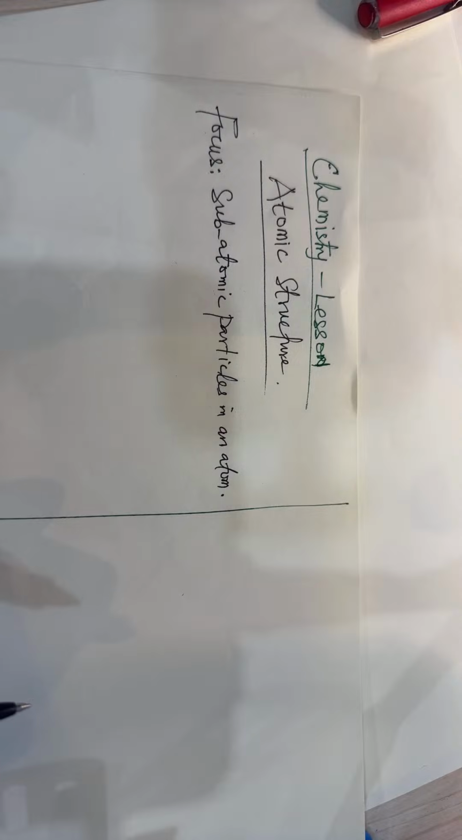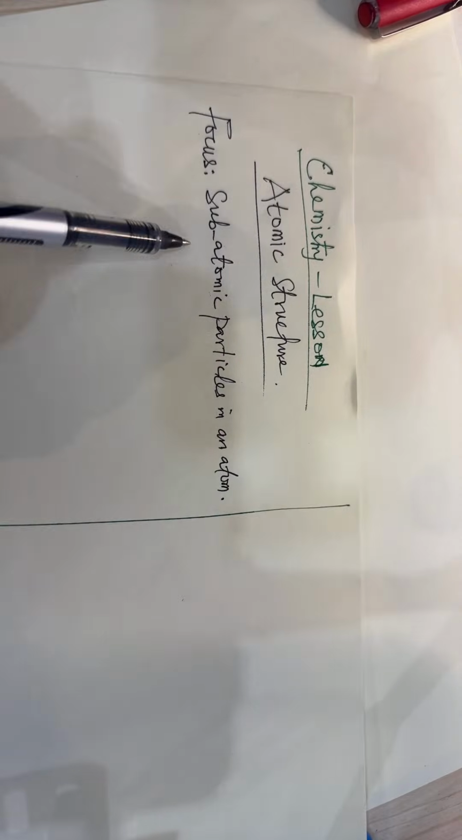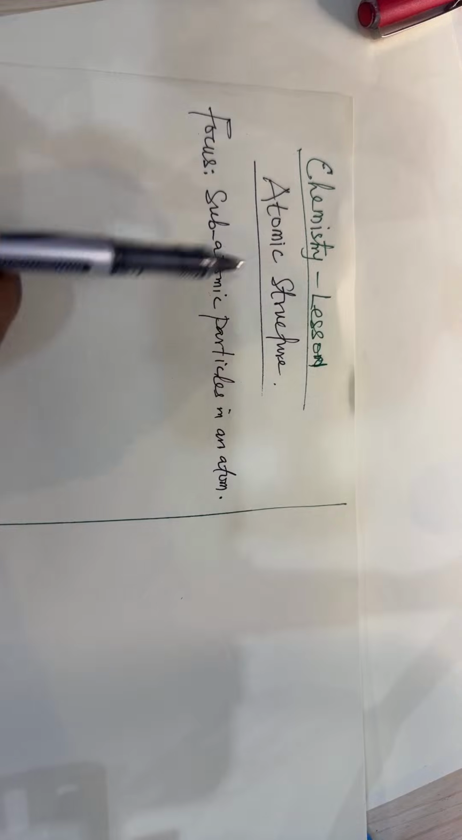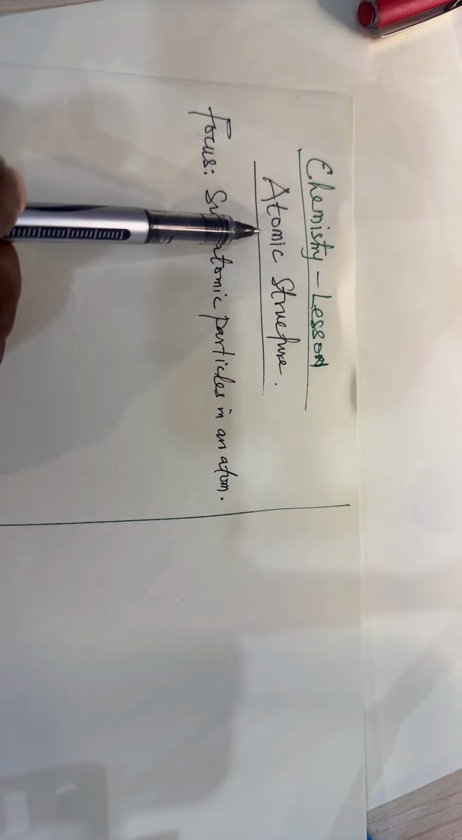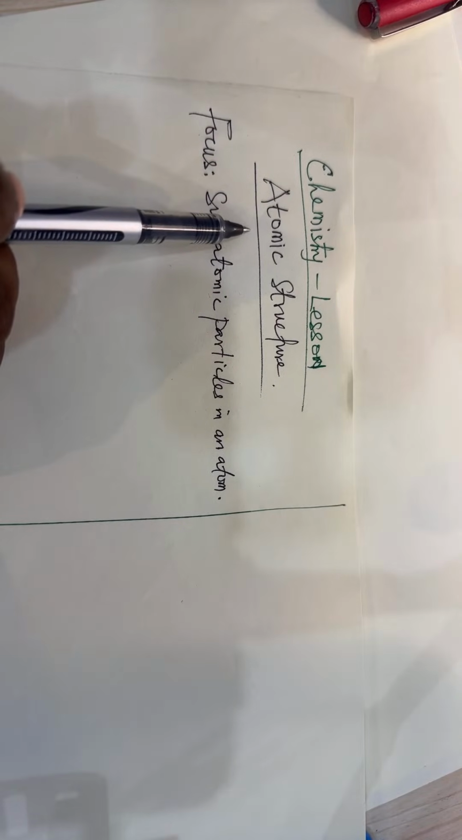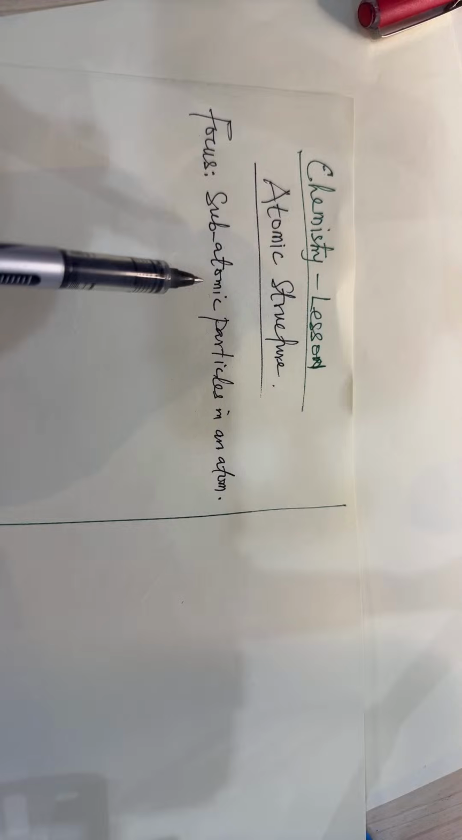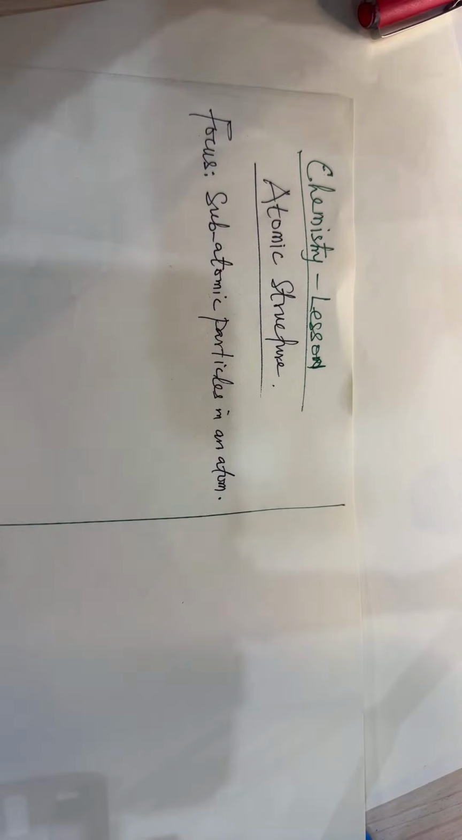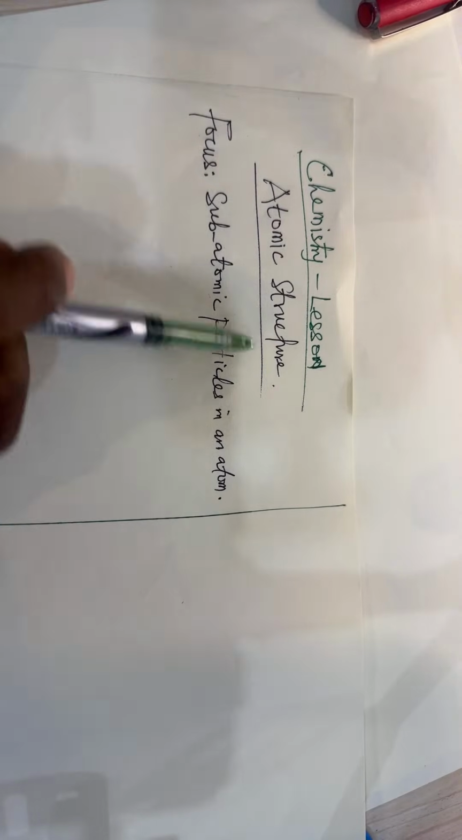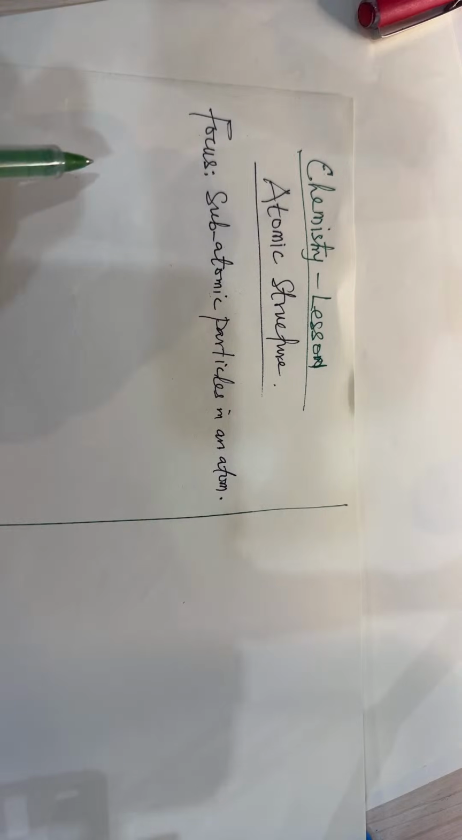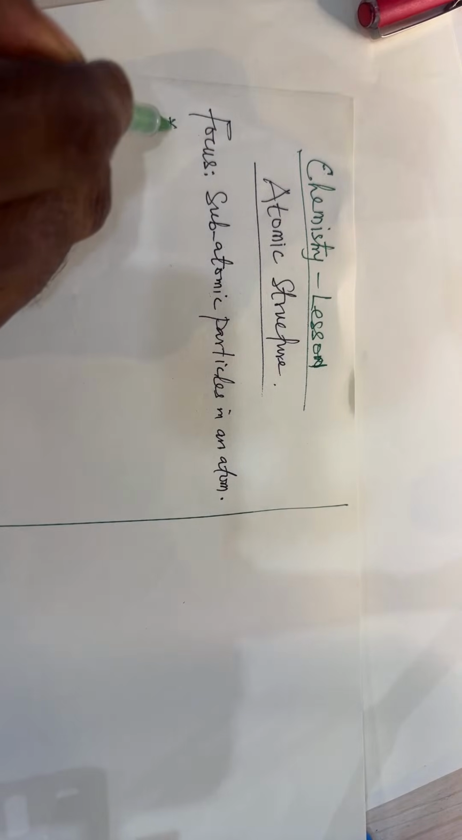Today we'll be focusing on subatomic particles in an atom under this topic called the atomic structure. Now, there are three main subatomic particles found in an atom. I'm going to write that down so that it's going to be a key point. If you're struggling to understand this topic, this will be a key point for you because I'll be going straight to the point. So take note of this.